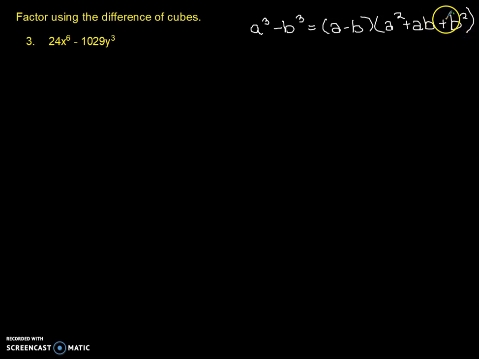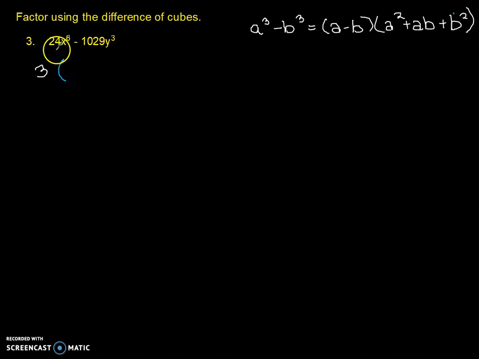Okay, so if you look at number 3, there is a GCF. They don't have any variables in common, but 24 and 1029 can both be divided by the GCF of 3. Of course, you're going to take a little bit more time on that by listing all the factors of 24 and see which one 1029 can also be divided by. But just for time's sake, the GCF is 3.